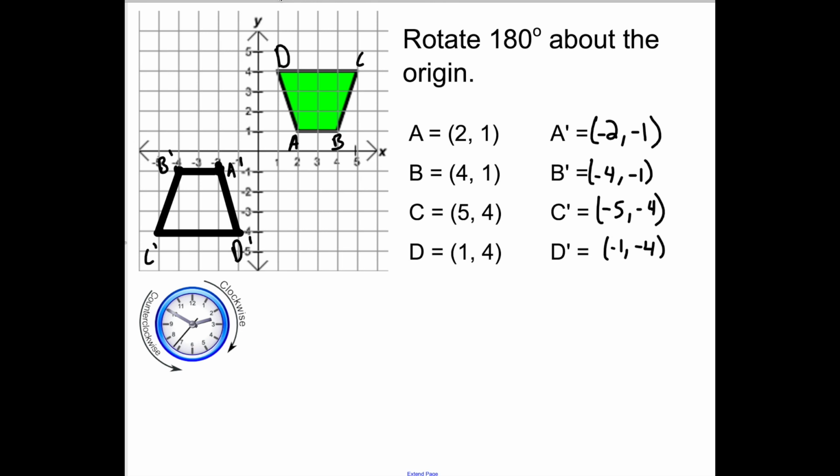Okay, and so think about what happened here. What is the difference? Did the points switch? Did the x and the y switch? Did the sign switch? What happened?